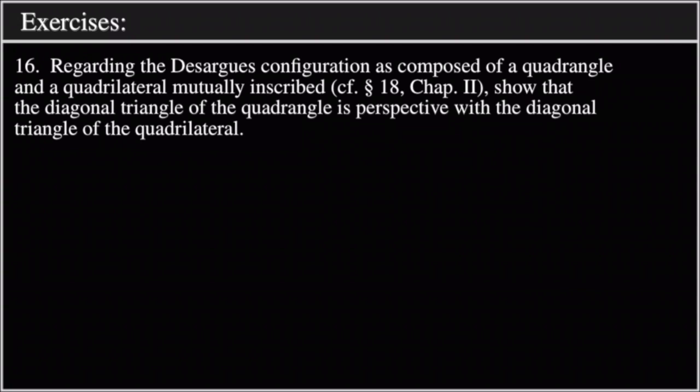Steiner. 16. Regarding the Desargues configuration as composed of a quadrangle and a quadrilateral mutually inscribed, see section 18, chapter 2, show that the diagonal triangle of the quadrangle is perspective with the diagonal triangle of the quadrilateral.